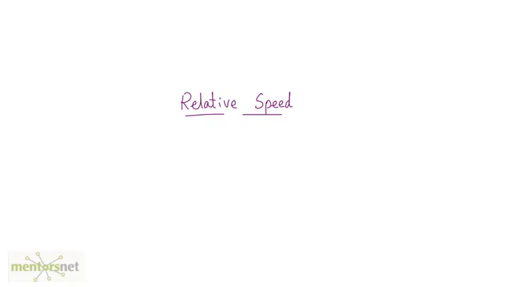Hey everyone, in this video we are going to talk about relative speed. So what is relative speed? Imagine that you are traveling on a train and there is another train running by the side of your train, and both the trains are running at the same speed. Well, the other train will appear to you as a stationary object, right? Because both of you are traveling at the same speed. So that is relative speed. It means that the speed of the other train relative to your train is zero, right?